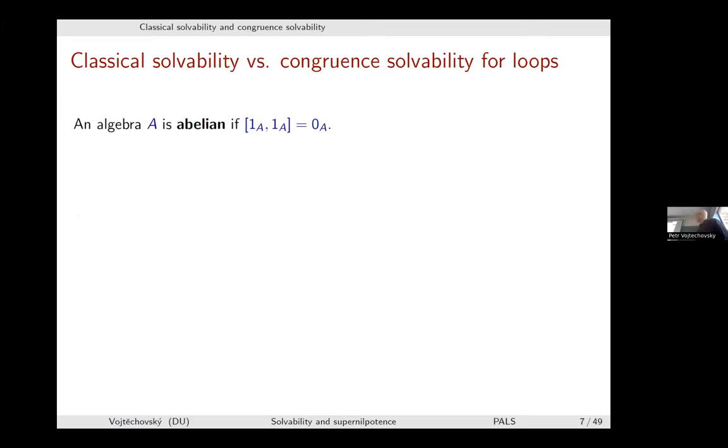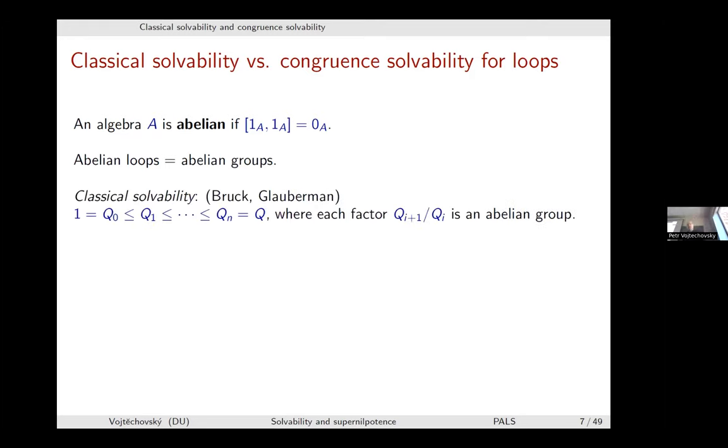And a few more concepts before we can continue. So call an algebra abelian if the full congruence has a trivial commutator. And again, fortunately, abelian loops, so the abelian objects in the variety of loops, are precisely abelian groups. So there are no exotic abelian structures in loop theory. They are just abelian groups.